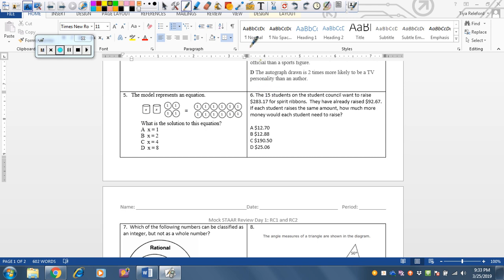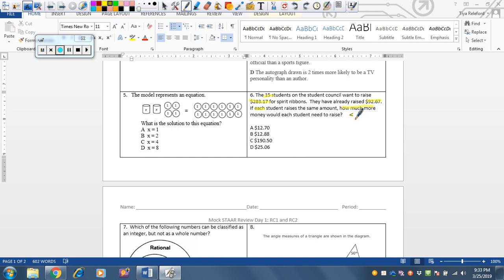The 15 students, hang on, let me get my hand. The 15 students on the student council want to raise $283.17 for spirit ribbons. They have already raised $92.67. If each student raises the same amount, how much more money would each student need to raise?